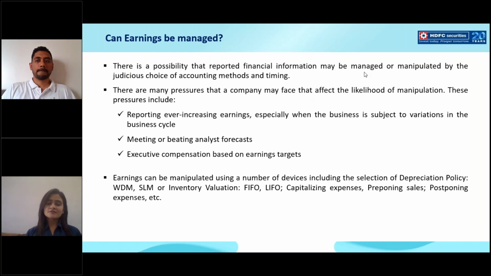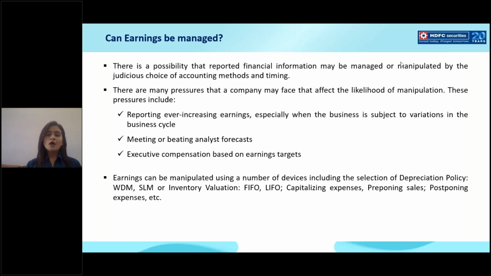So after analyzing all this financial statement, you might have a question: can earnings be manipulated? So there is possibility that reported financial information may be managed or manipulated by judicious choice of accounting method and timing. There are many pressures on the company that affect likelihood of the manipulation, and these pressures can be reporting of ever increasing earnings, especially when the business is going through downtimes, meeting of analyst expectations, executives compensation based on earnings. So this could be the possible reasons.